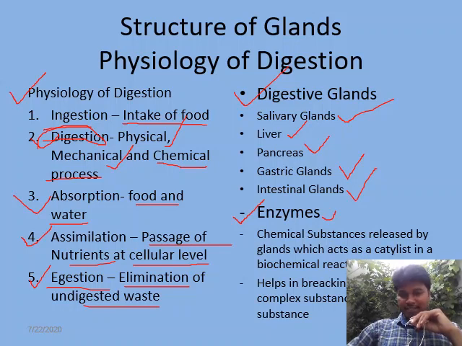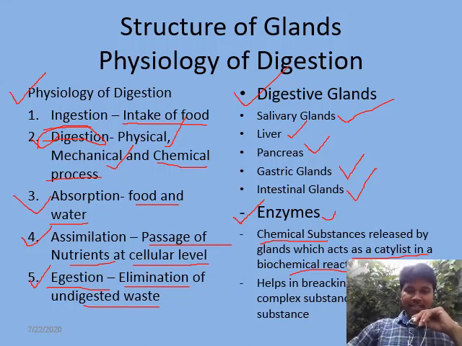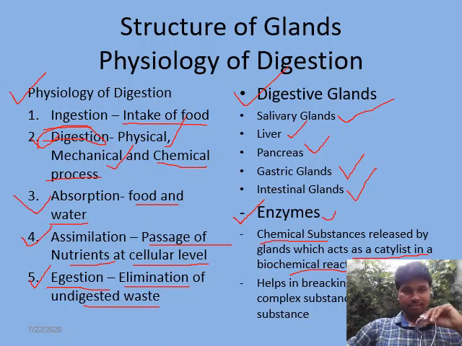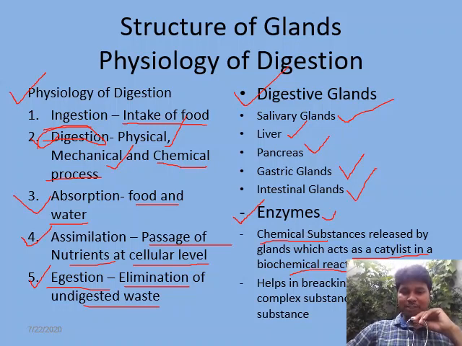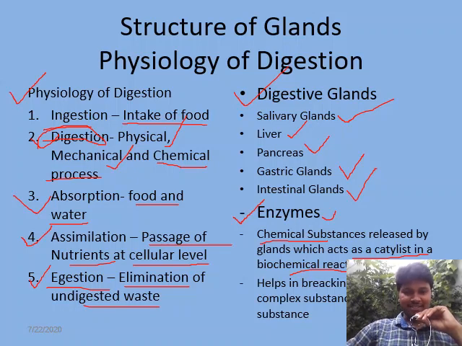What is actually an enzyme? Enzymes are chemical substances released by glands which act as a catalyst in the biochemical reaction. That means they help in the process of action. Okay, so these catalysts help in breaking down complex food substances into simple soluble substances. Okay, let's go to the next slide.